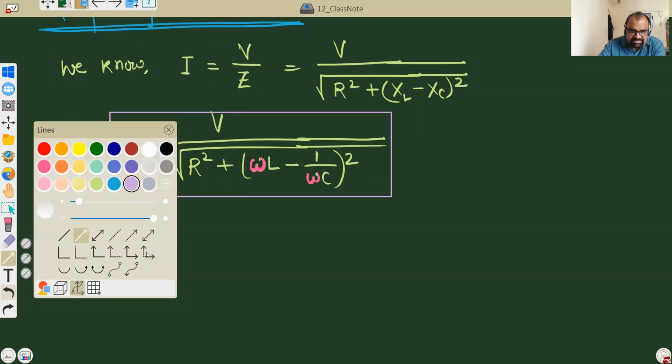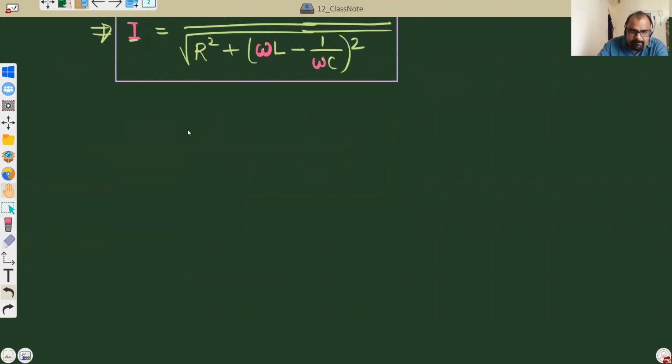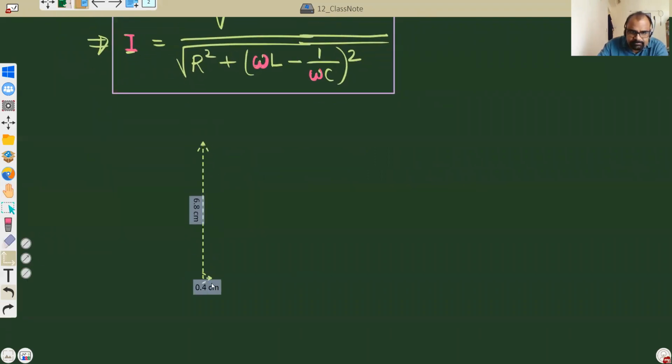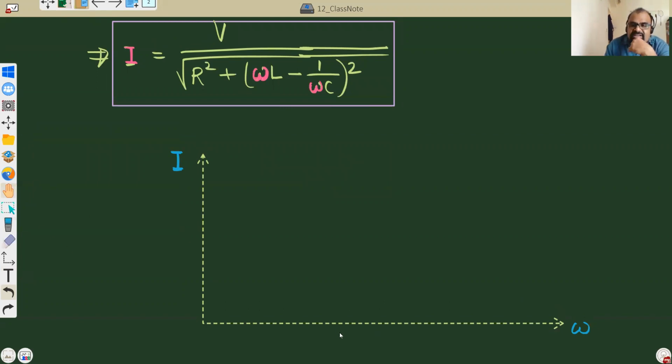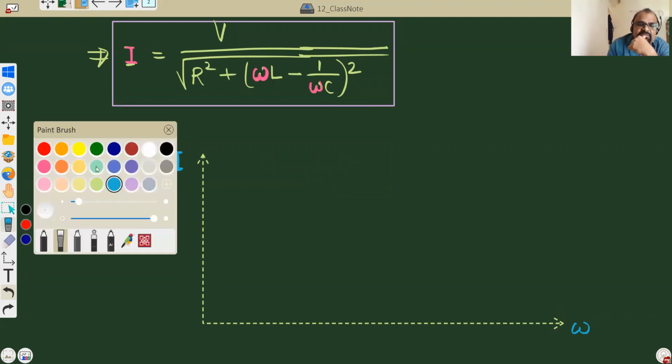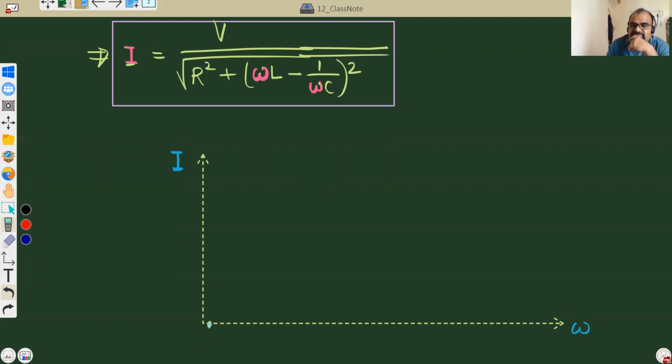Just a sec, let me show the axis first. So here we go. On this axis current, and on this axis omega. Now just look at this. It's all there in this equation. If omega is very small, let's say almost zero, omega is here, then what will be the value of the current? So let's focus on this part.